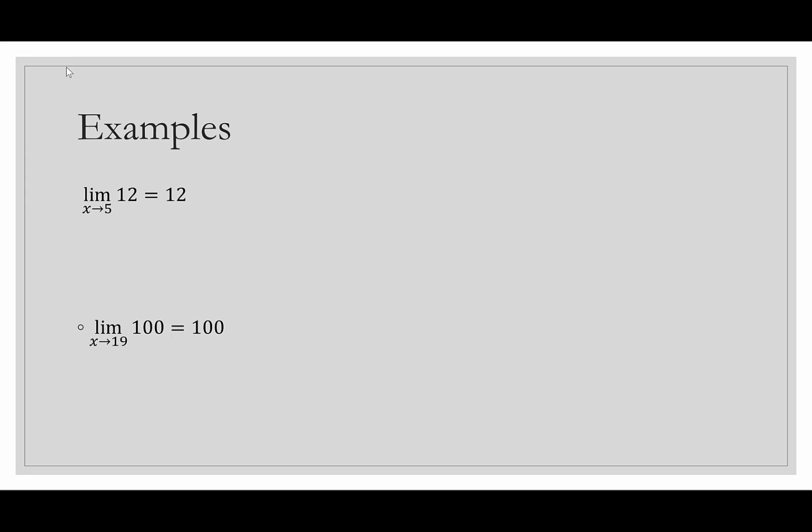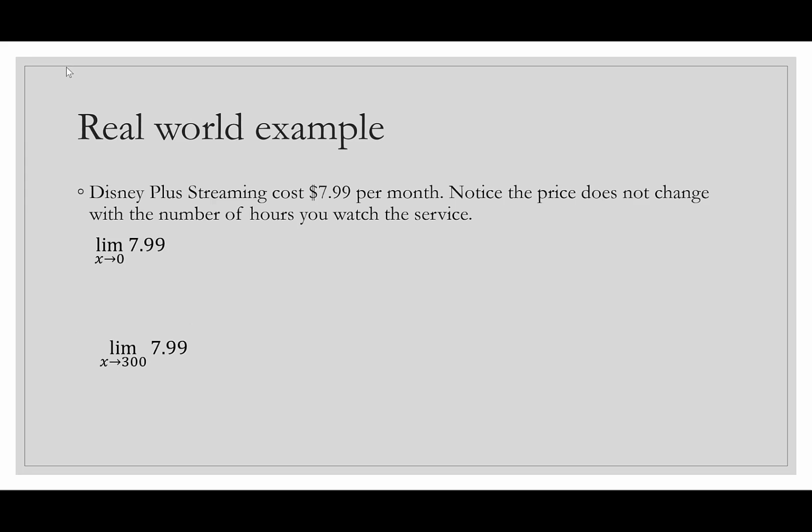Sometimes it helps to see that in the real world, so let's try this. Think about streaming services. We all have lots of streaming services, so I just picked Disney Plus as an example. Notice it costs $7.99 per month. The price does not change with the number of hours you watch it. So the limit as x goes to 0 of $7.99 is $7.99. So if you have this streaming service and you just don't watch it for a particular month, you're still going to pay the full price of $7.99.